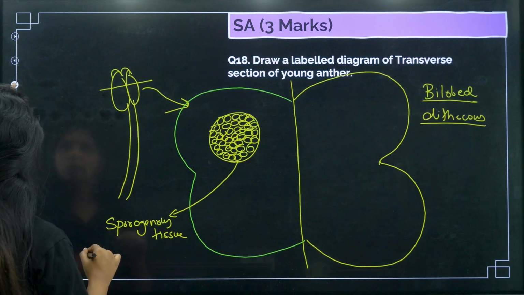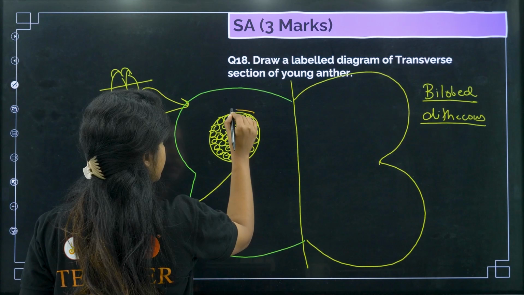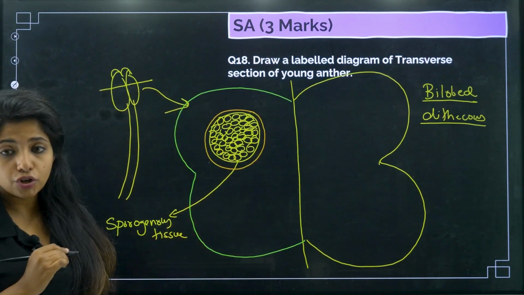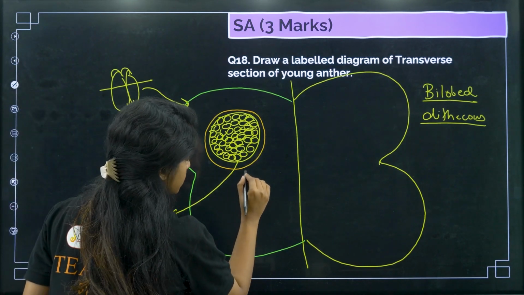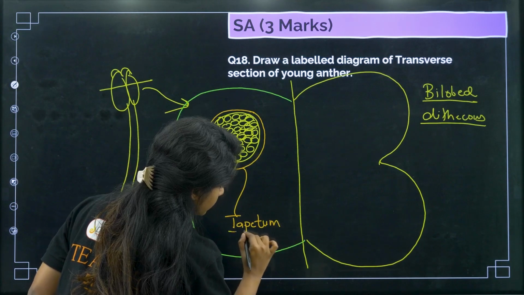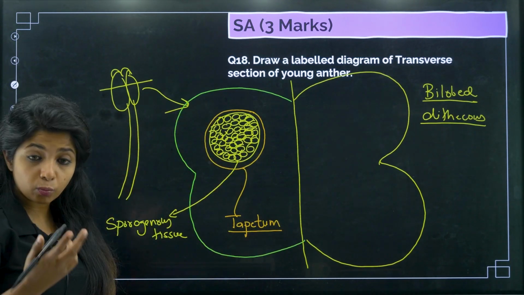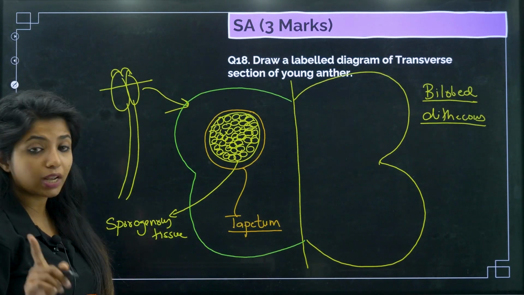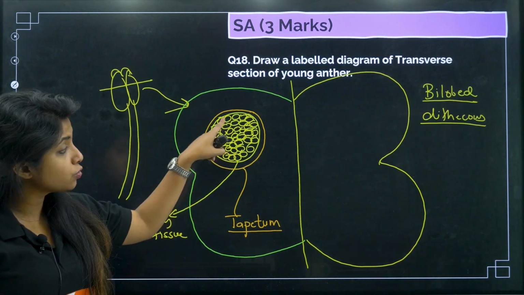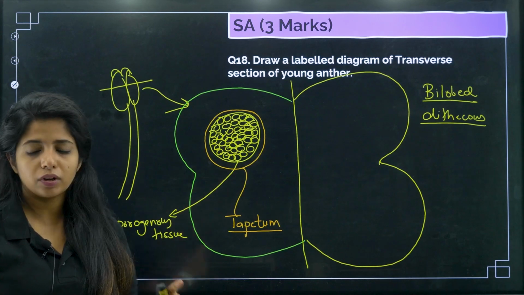Now outside this you have a layer that nourishes this porogenous tissue. I call this layer the tapetum. It nourishes. It has more than one nucleus also, please remember that. It has more than one nucleus and cytoplasm and everything. It provides nourishment to the sporogenous tissue, because sporogenous tissue has all the microspore mother cells, which will divide into microspores, then pollen grains and so on.